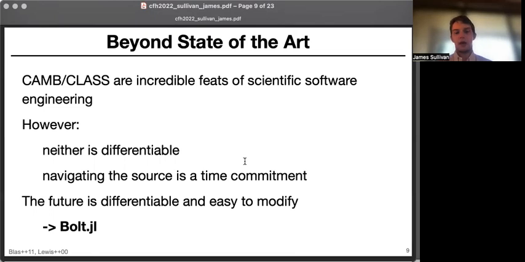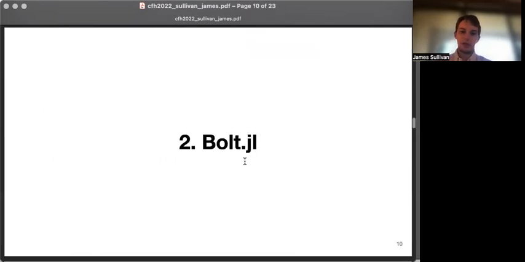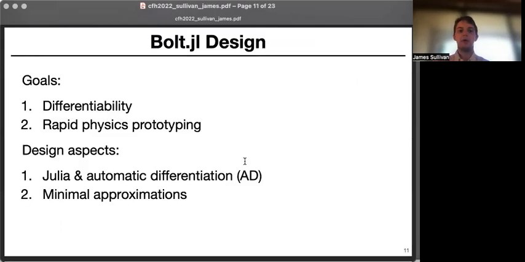And this kind of brings us to Bolt, which is our answer to these two problems. Bolt has two main goals: being differentiable, having gradients available to you, and in particular, exact gradients, which I'll talk a little more about in a bit. And also enabling rapid physics prototyping is the other goal for Bolt. We want you to be able to take a model or an idea and go into the source code and have as short an amount of time as possible between equation to source code to a plot.